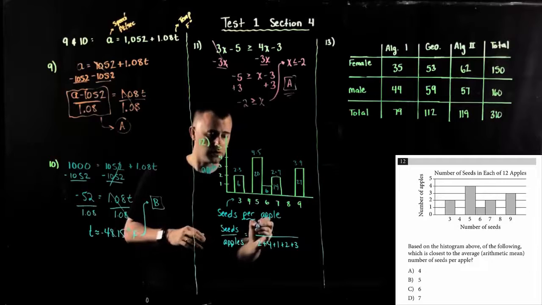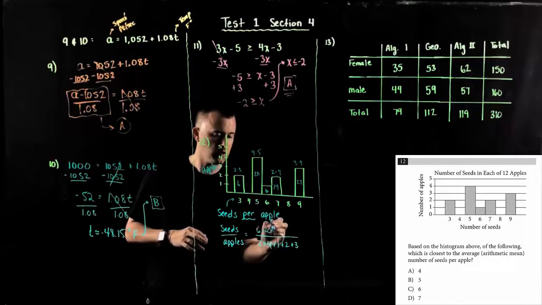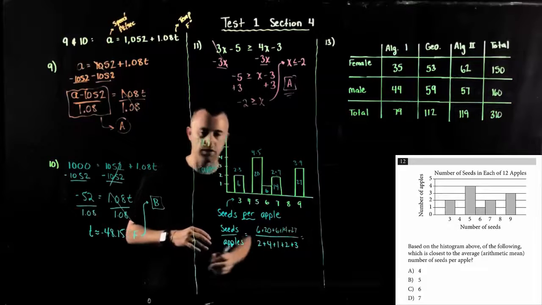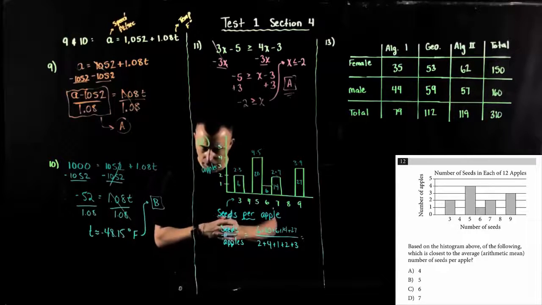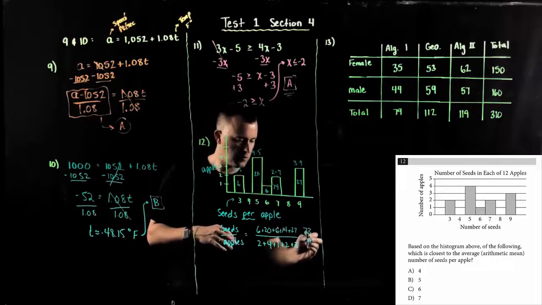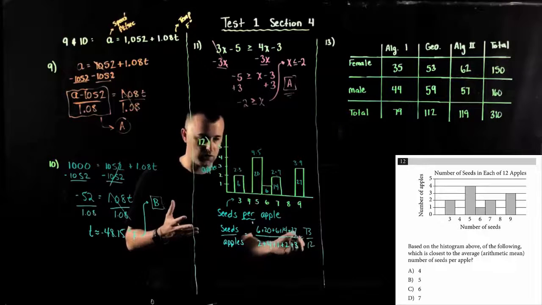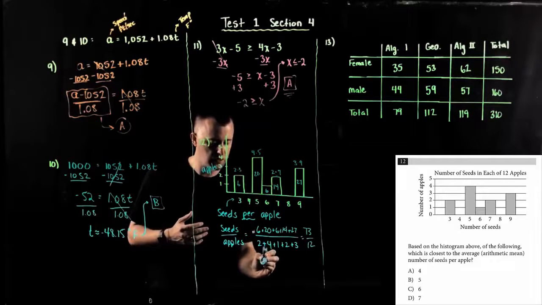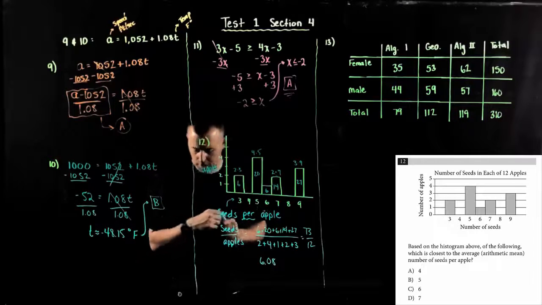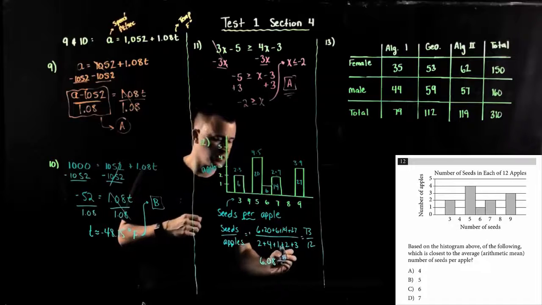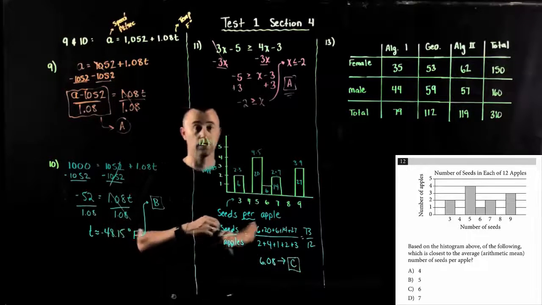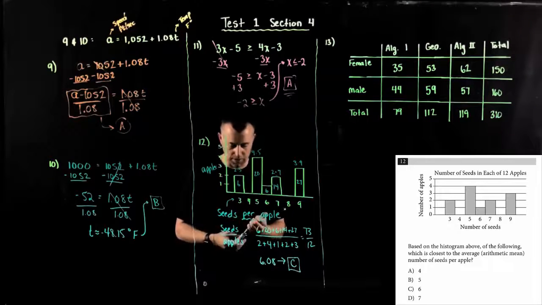So in my numerator, I'm just going to go 6 plus 20 plus 6 plus 14 plus 27. I have seeds on top, apples on bottom. Seeds give me 73. Apples add up to give me 12. And you have to use your calculator to get this, but it's going to be about 6.08. Now the question says, which of the following is the closest? So I'm looking at the answer choice that's closest to 6.08, and that's C, which is 6. So number 12 is going to be C.